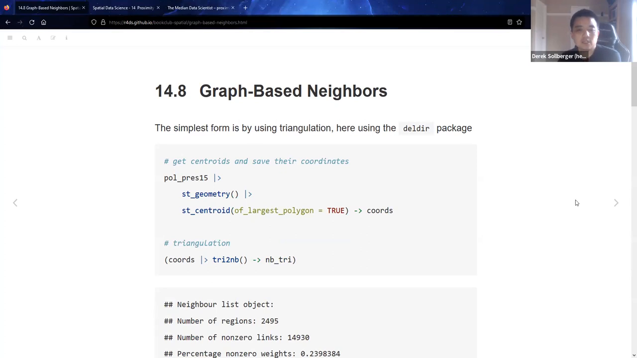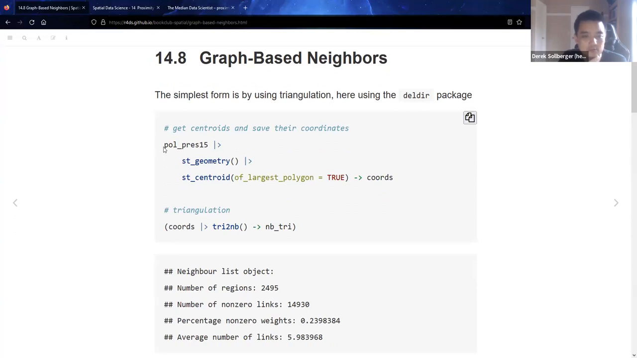So we'll move on to another textbook section called graph-based neighbors. The simplest form, mathematically at least, is triangulation, and that's going to be done using the deldir package. As we've seen before, when we talk about areas, we might have point representation using centroids. Here we have some of our code from the sf package to get the coordinates of the centroids. From the deldir package, there's a helper function that makes the triangulation and helps compute the neighbors thereof. So once again, about 2,500 nodes, about 15,000 links this time, and slightly more dense as far as the number of edges in the graph is concerned.